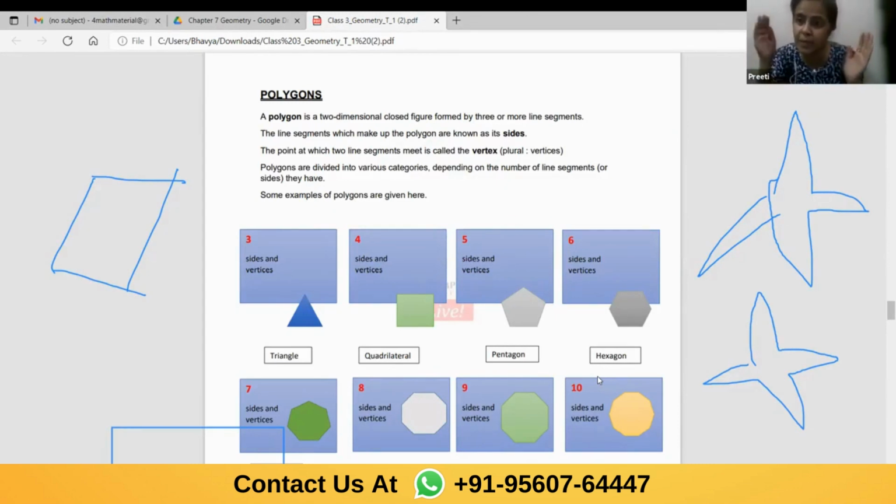What is the difference between regular and irregular? Regular shapes are those in which all the sides are equal. But irregular shapes are those in which all the sides are not equal. An example is a rectangle. Like a square has all 4 sides equal.